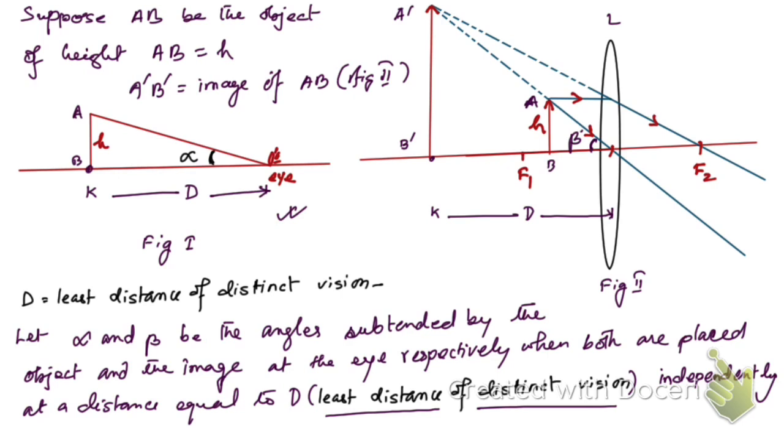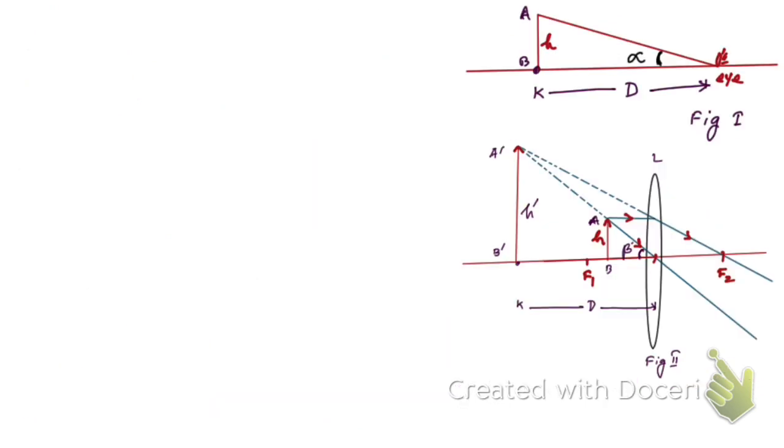Take the screenshot, or you can pause the video or note it. So now let me take a new slide. Let me consider h dash to be the height of the image. H dash is equal to the size of the image. Hope you have understood this. Now let me take a new slide. So here I have drawn figures 1 and 2 again.